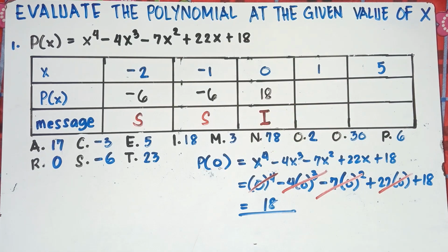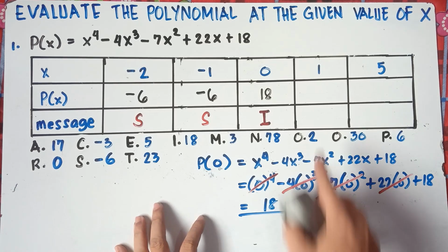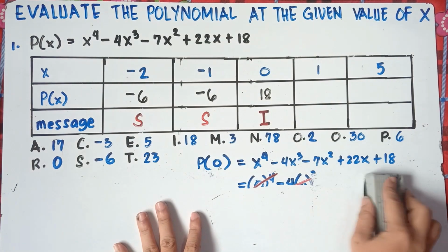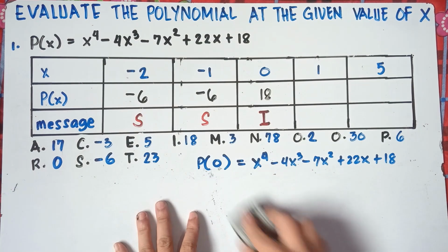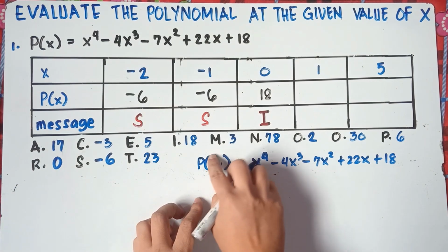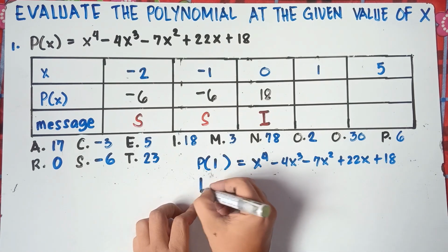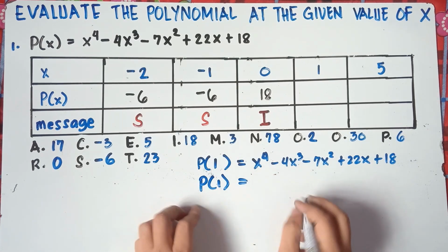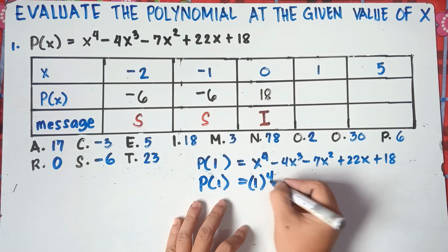Alright, so let's try. What if x is positive 1? Easy for 0, right? Quite easy for 0. So this will be P of 1, P of positive 1. So P of positive 1 equals 1 raised to the power of 4.